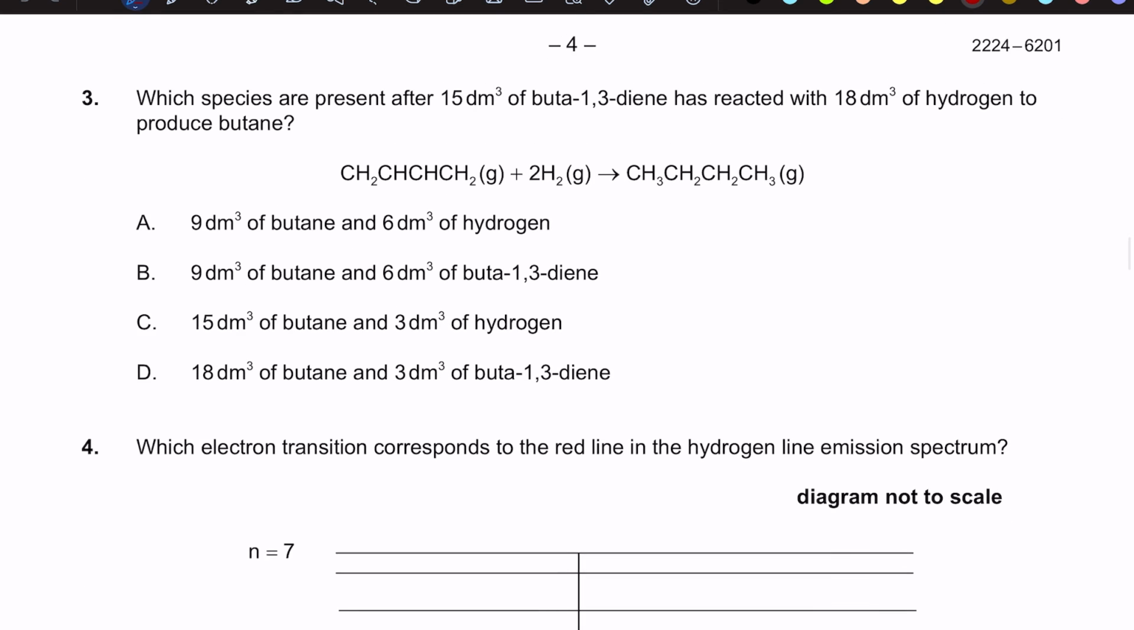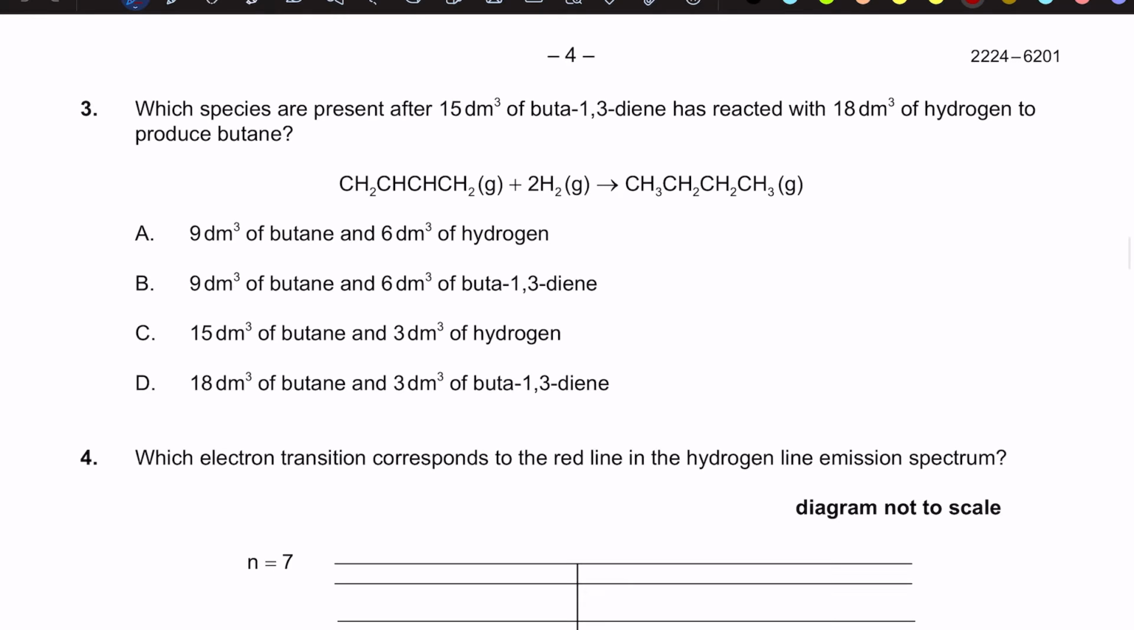Now moving on to question 3. This is a good stoichiometry question. What species are present after 15 dm³ of buta-1,3-diene has reacted with 18 dm³ of hydrogen to produce butane? For this question, we can use a specific strategy. If all of our reactants or products are gases, we can use volume ratios instead of stoichiometric ratios. They work exactly the same, right? First I can find the limiting reactant. I know the volume of buta-1,3-diene, and I also know the volume of hydrogen.